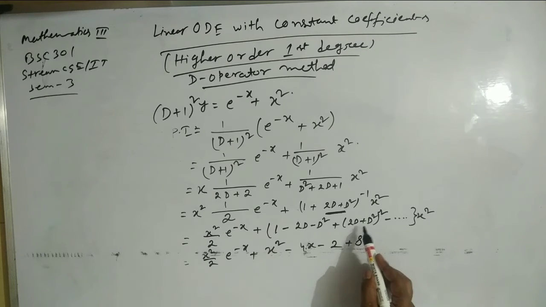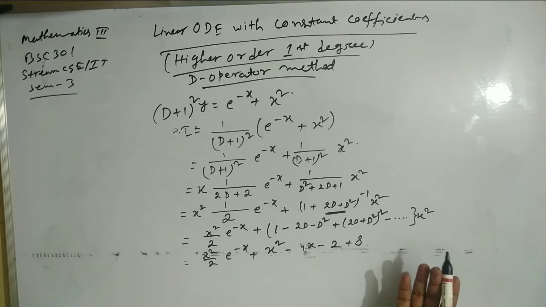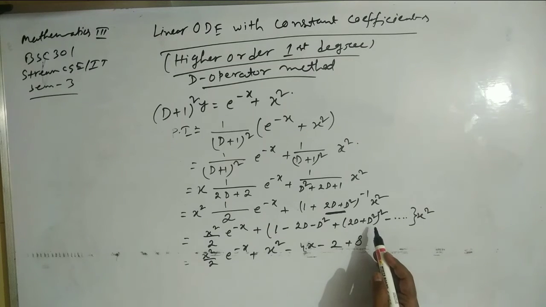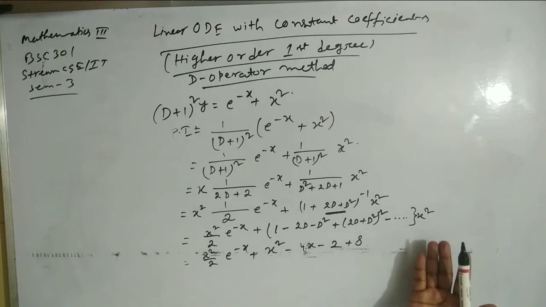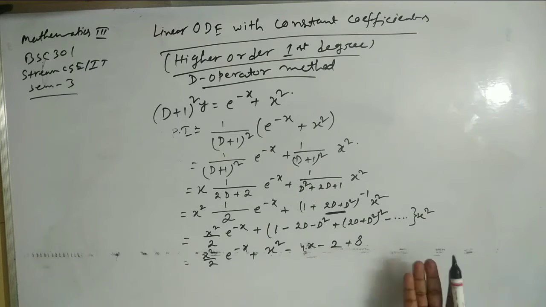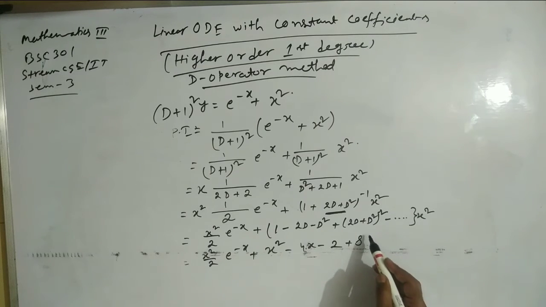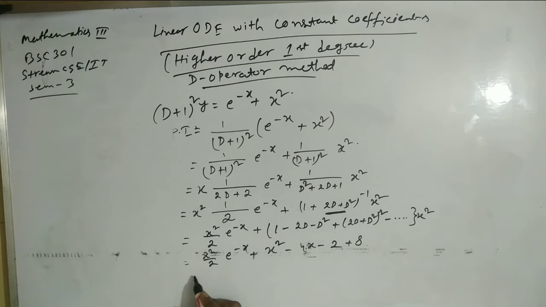Next, the term will be 2ab, that is 4D cube, and D cube of x square will be 0 because D cube means third order differentiation of x square. And the last term is D to the power 4 and it is also 0. And if you write more terms, the power of D will increase and the result will be 0. So this is our particular integral. We can simplify it: x square by 2 e to the power minus x plus x square minus 4x plus 6. So this is the particular integral for this function.